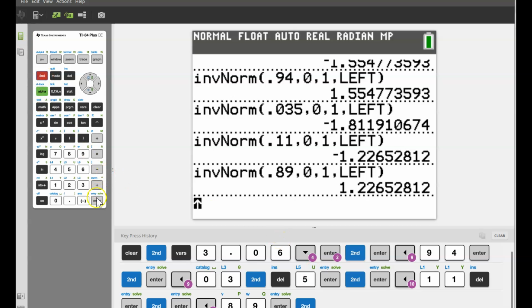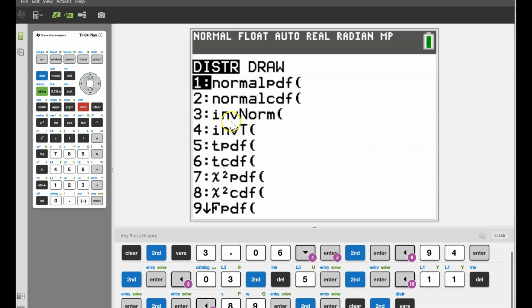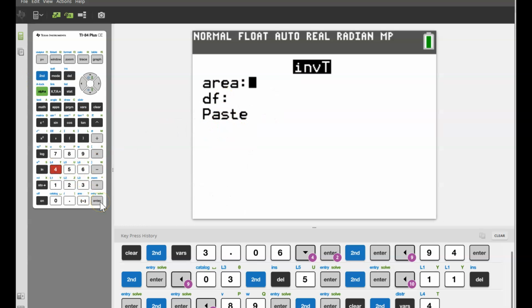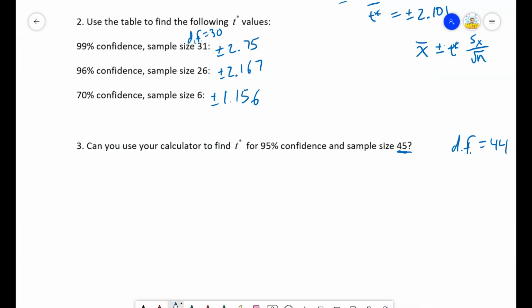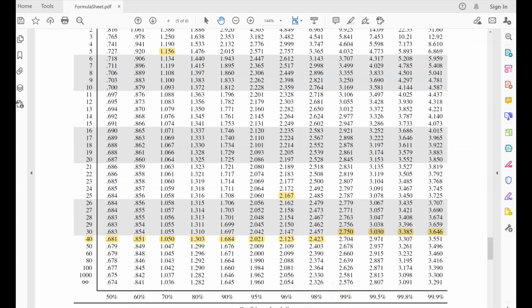Notice when I hit second vars on my calculator, okay? Here is inverse t, right? We have inverse norm. We also have inverse t, all right? It works very similarly, all right? I'm going to use area to the left. Right? So if I want 95% confidence, remember what the area to the left is going to be. You got two options. Either it's 0.025 or it's 0.975. All right? So we can use one of those two. One gives us a negative t star, and one gives us a positive t star. It doesn't matter. We'll throw a plus or minus in front of it anyway for confidence intervals.